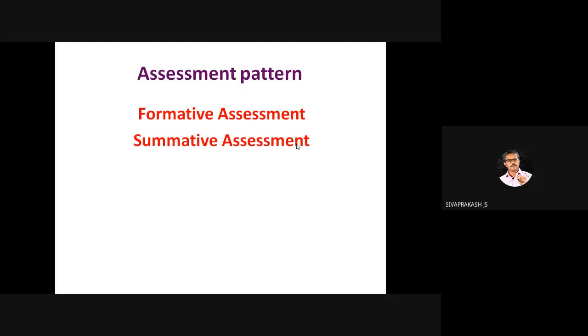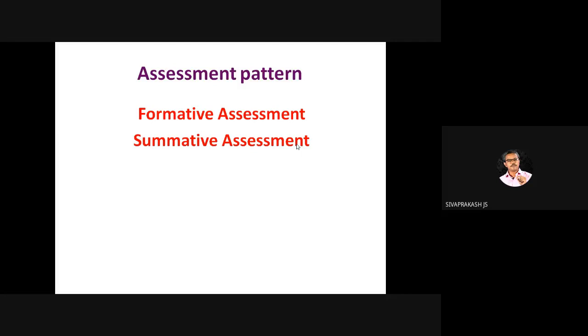But formative assessment is not so. In formative assessment, you can always improve. There is a huge scope for improvement. But in summative assessment, it is the end result. In formative assessment, you keep on learning, but in summative assessment, you keep on producing. That's the simple difference.